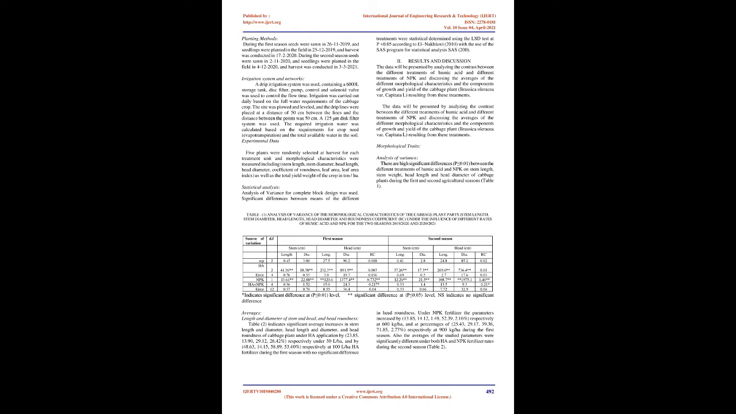Irrigation system and networks. A drip irrigation system was used, containing a 6000 L storage tank, disc filter, pump, control and solenoid valve to control the flow time. Irrigation was carried out daily based on the full water requirements of the cabbage crop.